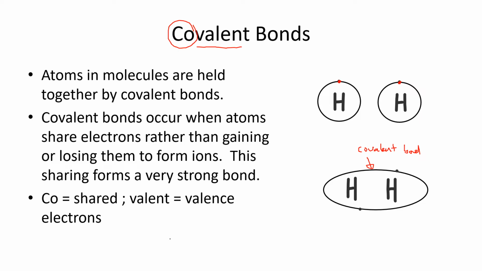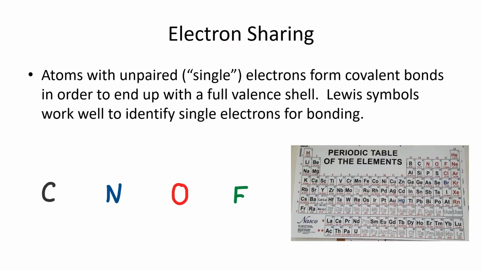So you can think of this as two negatively charged electrons whizzing around two different nuclei, and since these nuclei are positive, they're going to be both attracted to these shared electrons, and that will hold them together. It's a very strong bond. All right, so in order to make covalent bonds, we have to have free electrons that are available for bonding.